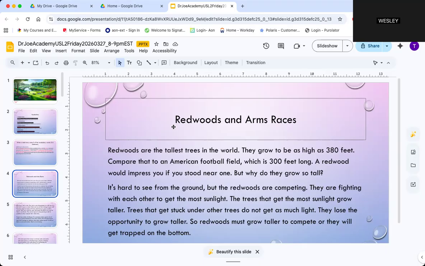It is hard to see from the ground, but the redwoods are competing. They are fighting with each other to get the most sunlight. The trees that get the most sunlight grow taller. Trees that get stuck under others do not get as much sunlight. They lose the opportunity to grow taller. So redwoods must grow taller to compete, or they will get trapped on the bottom.